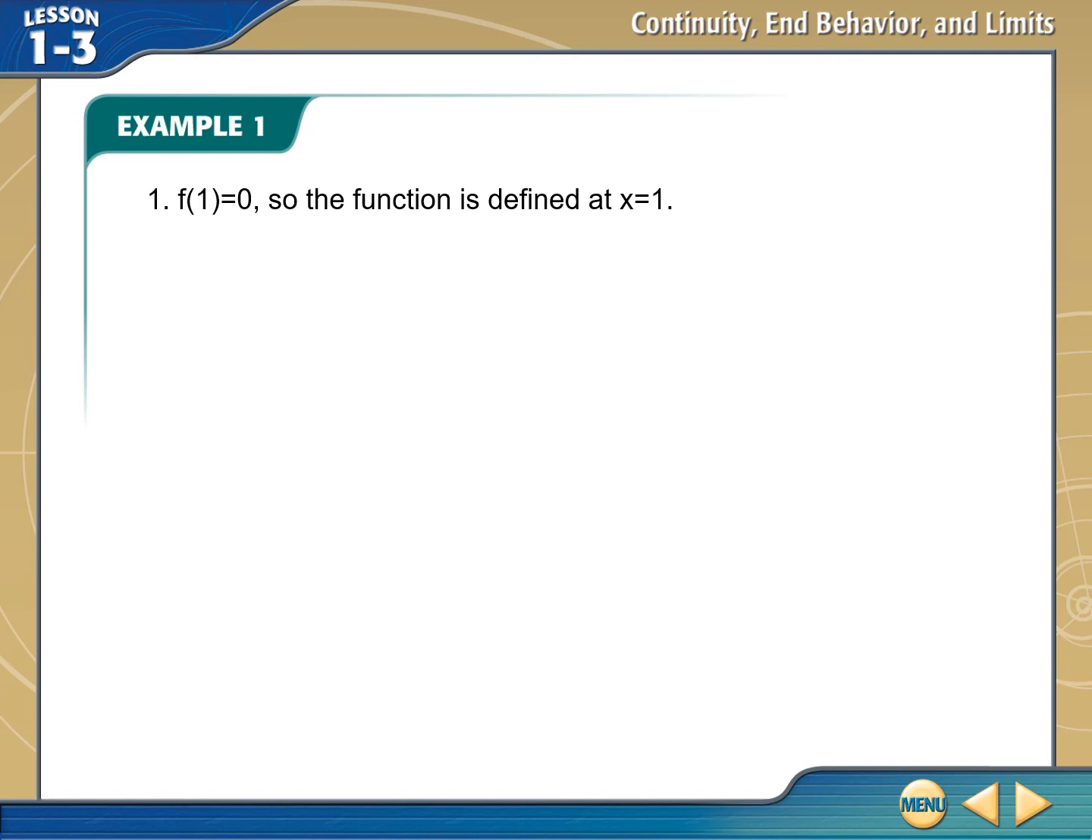Number 1, f of 1 is equal to 0. How did I know that? Remember the function in the previous slide? The function was f of x equals x squared plus 2x minus 3. So simply, if we substitute 1 here, I'm going to get 3, and 3 minus 3 is 0. This is how I got f of 1. And why did I get f of 1? Because they're asking me about the continuity at x equals 1. So the first test: the function is defined at x equals 1.